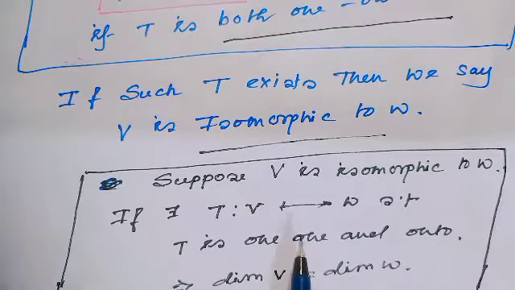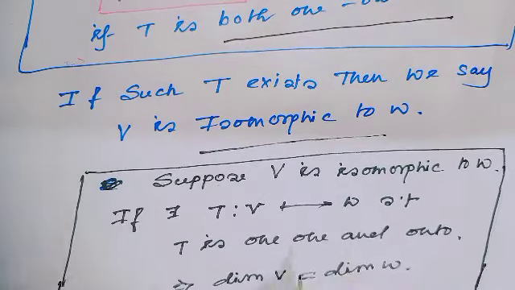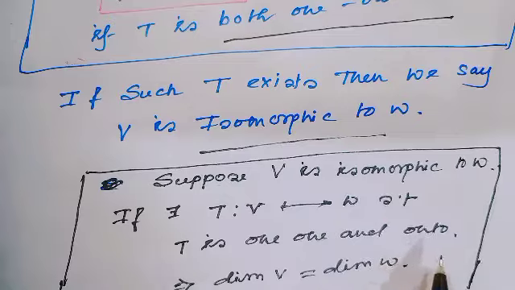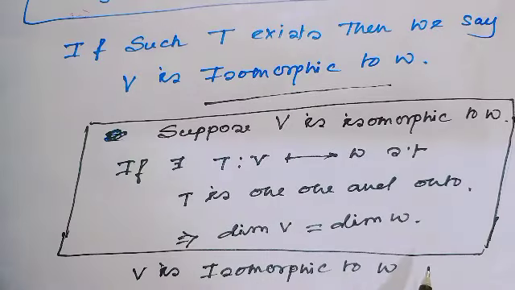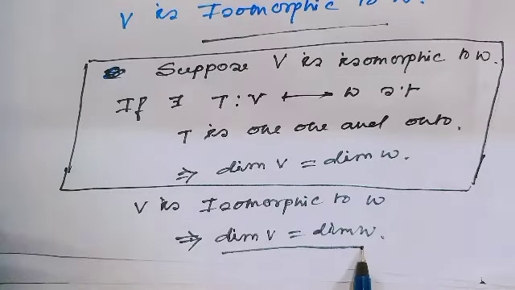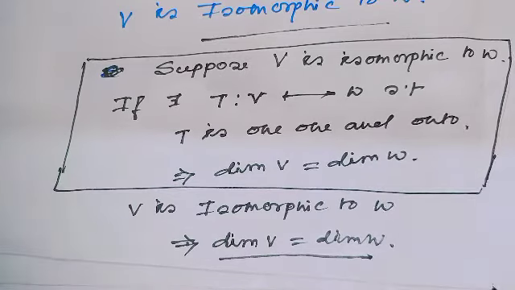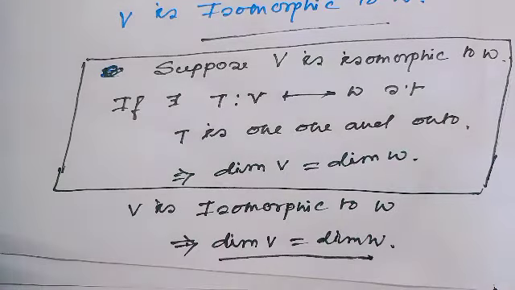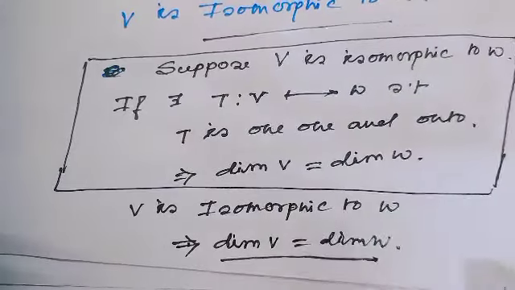Suppose V is isomorphic to W. If there exists a linear transformation T from V to W such that T is one-one and onto, that implies the dimension of V equals the dimension of W. And when the dimension of V is not equal to the dimension of W, that means V cannot be isomorphic to W. Are you getting the idea? I hope all my viewers have understood.